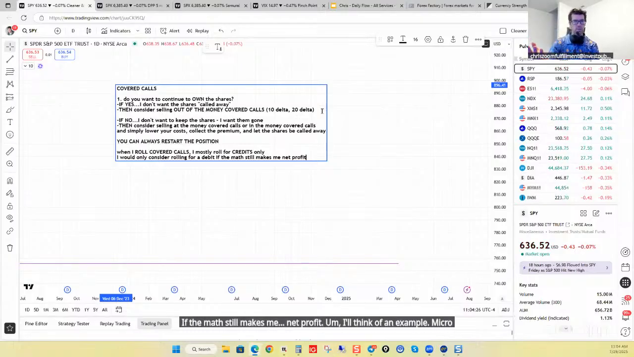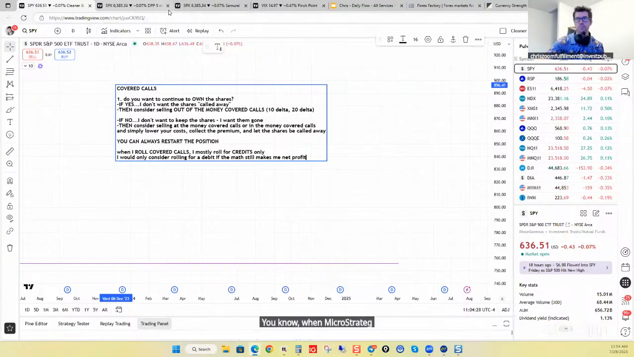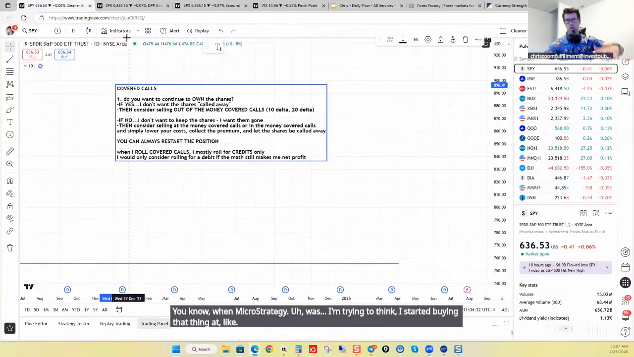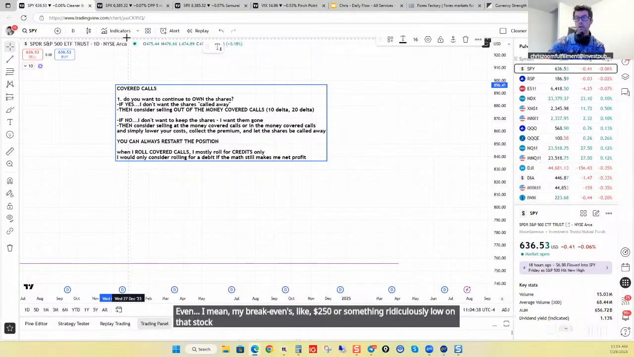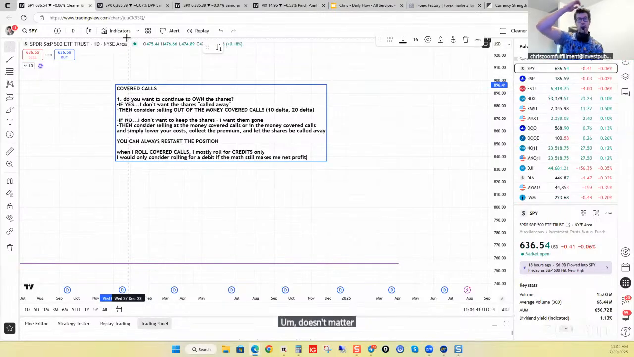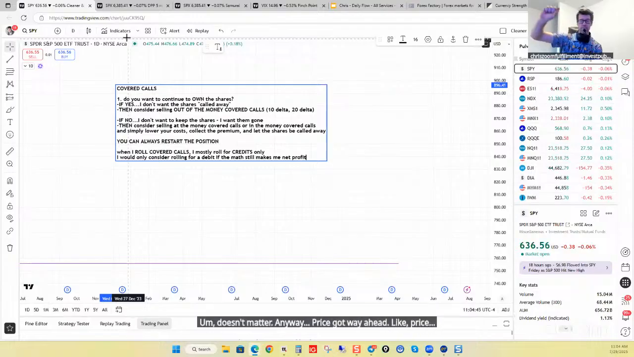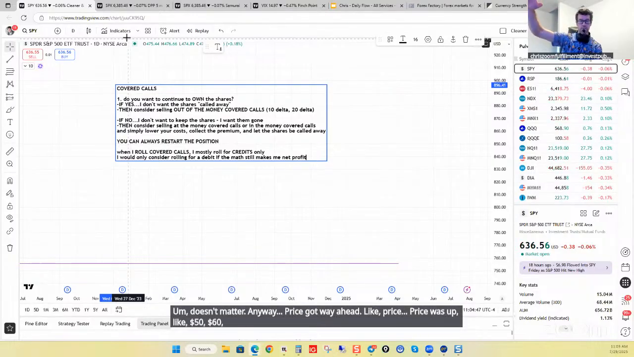I'll think of an example. MicroStrategy is an example. I started buying that thing at like 395. It lowered my cost basis down to like $300. My break even's like 250 or something ridiculously low in that stock now. Doesn't matter. Anyway, price got way ahead. Price was up like 50, 60, $70 of my covered calls.